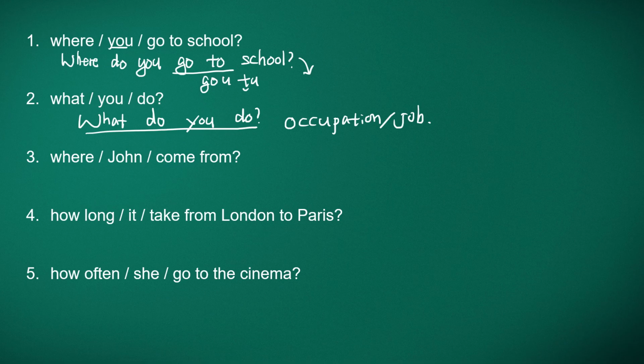Number 3, where John come from? So where is the question word talking about the place, and John is the subject. John is third person singular, so it's going to be comes, but it's a question, so we don't put s here. Instead, we put does. Where does John come from? So what is John's nationality? Where is he from? Where does John come from?